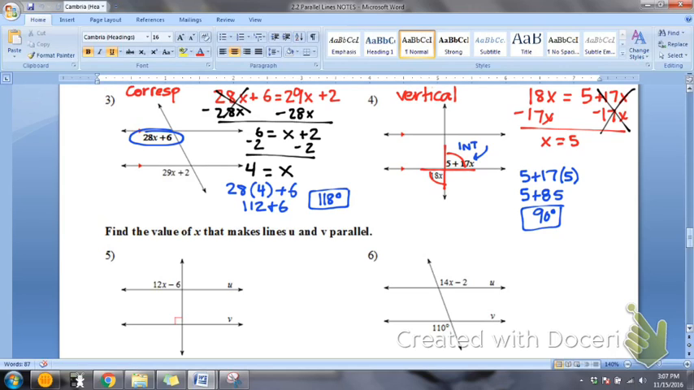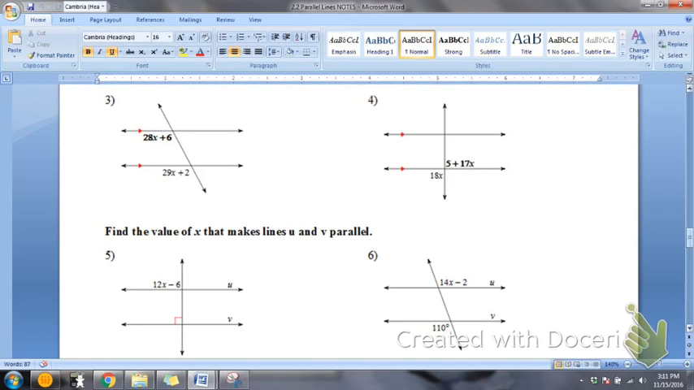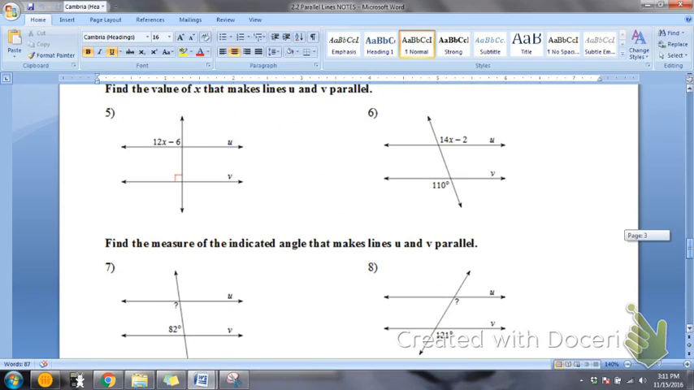Okay, what about number 5? It says find the value of x that makes the lines u and v parallel. So we have this 12x minus 6, and then what else do we have there? Ooh, 90 degrees. You guys remember that? So we're talking about those two angles. What types of angles are these two? Okay, take a minute. Remember, one is on the outside, exterior. One's on the interior. Interior and exterior is corresponding.